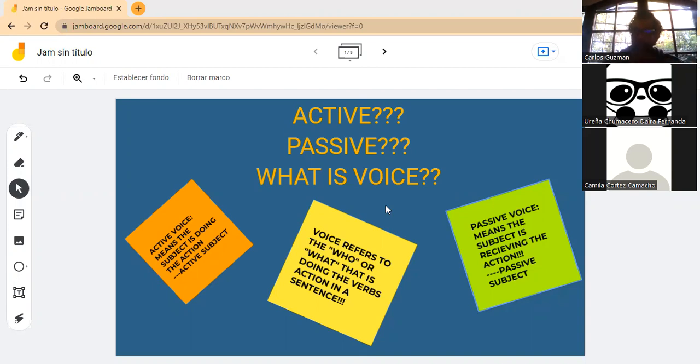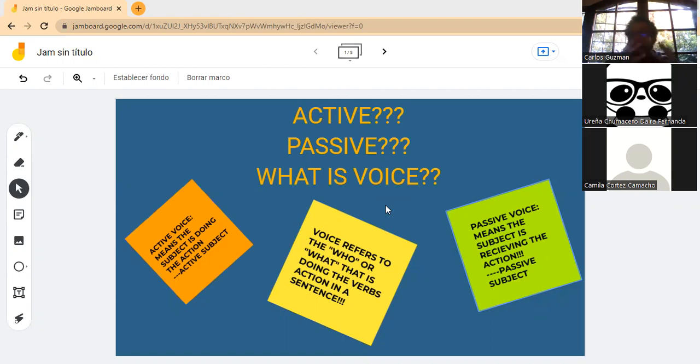So, I play the piano. Active voice. Why? Because the subject, me, is doing the action, right? The piano is played by me. The piano becomes the subject and it's receiving the action from me that's going to play it, right? The piano is not going to do the action. It's going to receive the action from me. So that's in the passive voice. That's the difference between the two voices in English, the active voice and the passive voice.